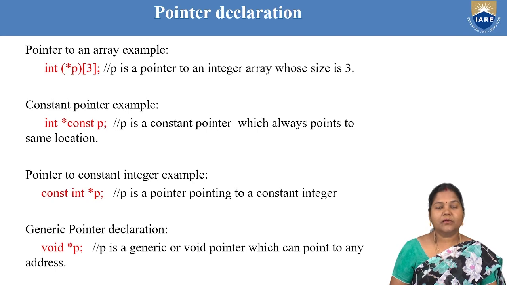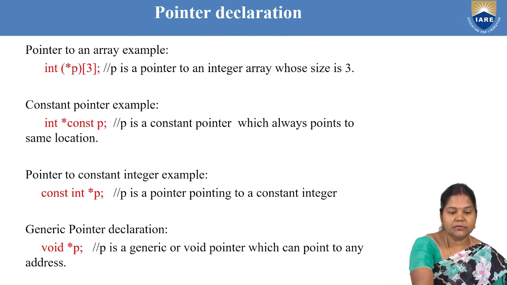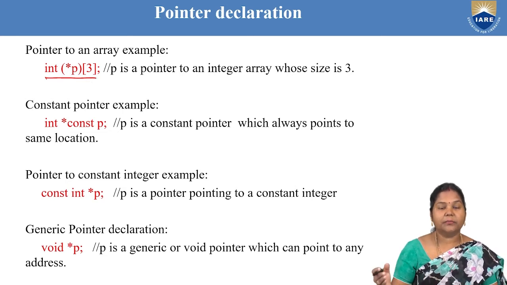Now next is called pointer to an array. Suppose you have an array whose address you want to store in a pointer. So you can declare int star p of size 3, where p is a pointer to an integer array whose size is 3. Normally pointers are used to hold the address of a function or a simple variable or an array.